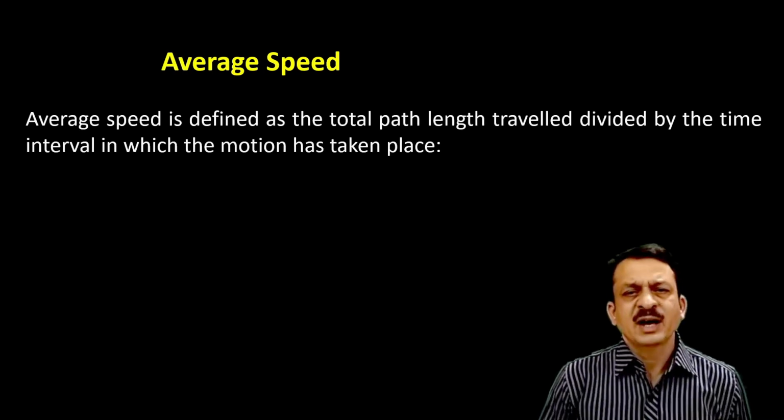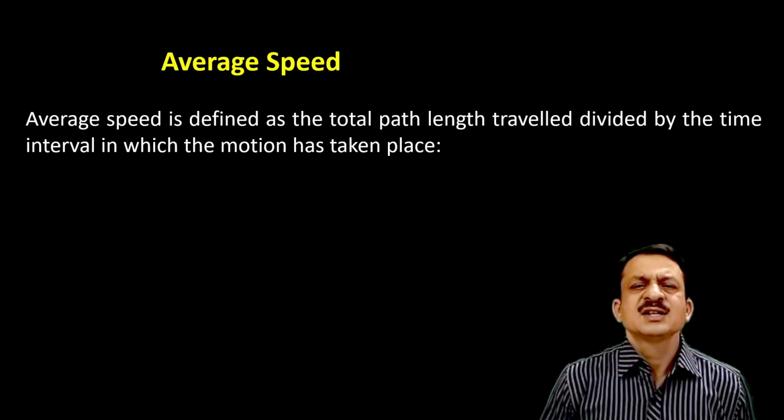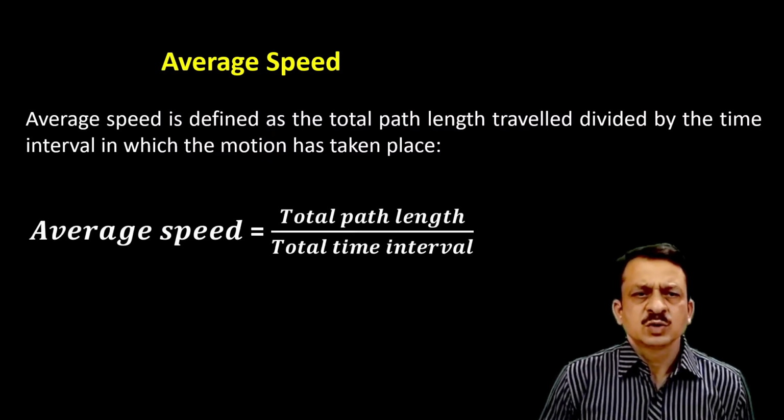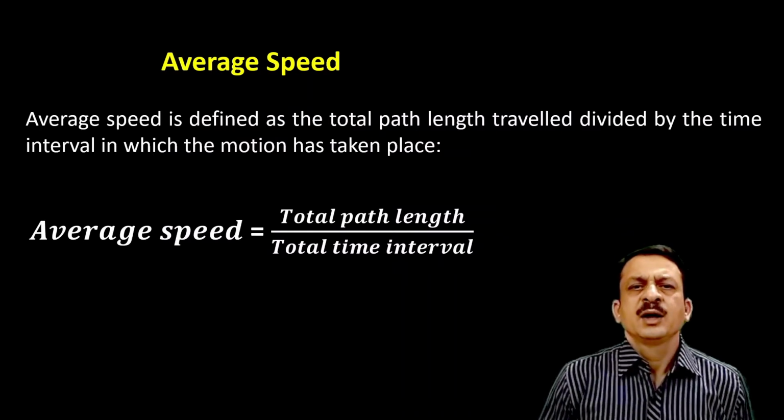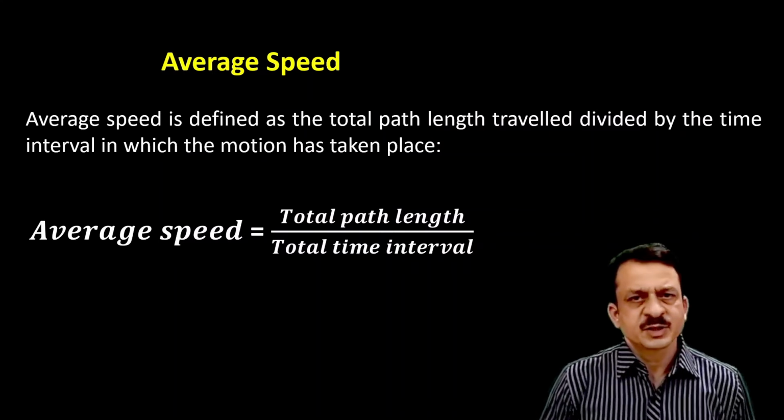That is average speed. So therefore we define the average speed as the total path length traveled divided by the total time interval in which the motion has taken place. Therefore average speed is equal to total path length divided by total time taken. Here in the numerator we have the total path length, it is measured in meter. In the denominator we have the time, it is measured in seconds.